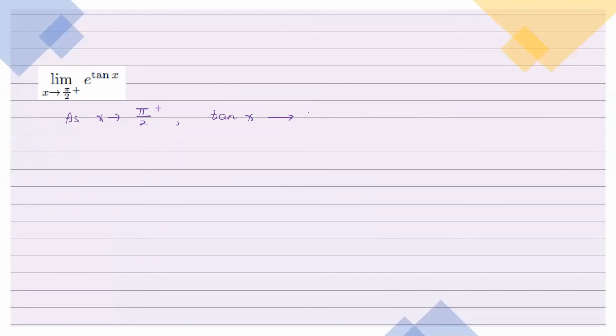Alalahanin natin na ang tangent function ay equal sa sine over cosine. So para nasa domain, kailangan ang cosine ay hindi 0. So question, is cosine pi over 2 equal to 0? Di ba yes? So the answer is pi over 2 is not in the domain of tangent x. So dito hindi tayo pwede basta-bastang mag-evaluate. We have to analyze the problem. Kung alam mo yung graph ng tangent x, you can get the limit.